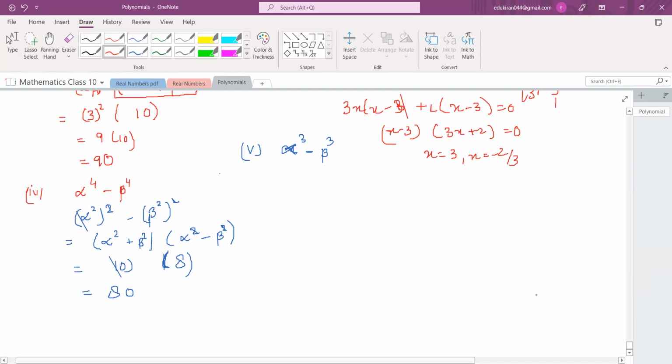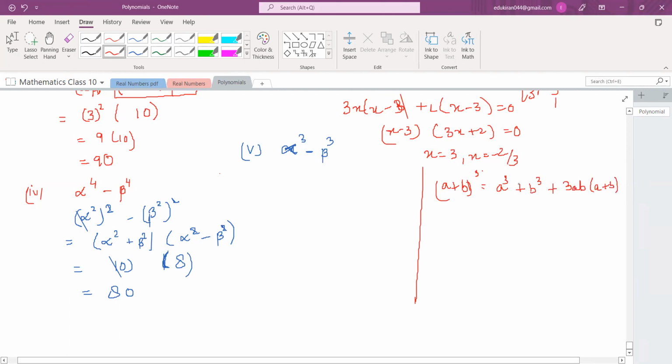So obviously you are going to use the cubic identities, and there are only 2. One is a plus b whole cube, one is a minus b whole cube, isn't it? Okay, so let us revise the identities. So a plus b whole cube is how much? This is equal to a cube plus b cube and plus 3ab into a plus b.